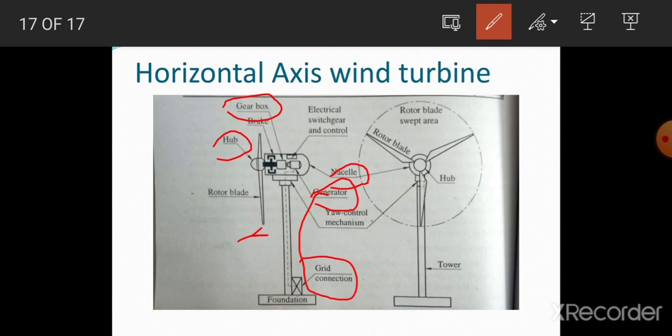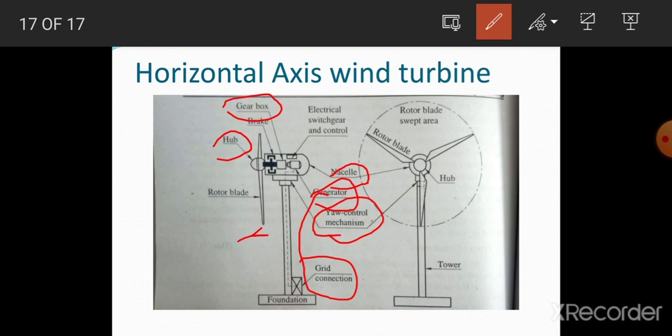Now what is yaw control? Yaw control continuously tracks and keeps the rotor axis in the wind direction. Yawing is done by two yawing motors which mesh with a big tooth wheel mounted on the top of the tower. A wind direction sensor is used to maintain the orientation. During high speed wind, that is more than the cutoff speed, the machine is stopped by turning the rotor axis at right angles to the wind direction. In small wind turbines, a tail vane is used for passive yaw control.